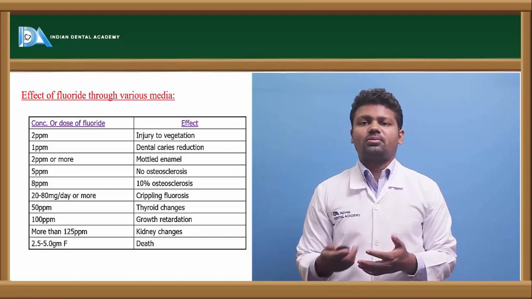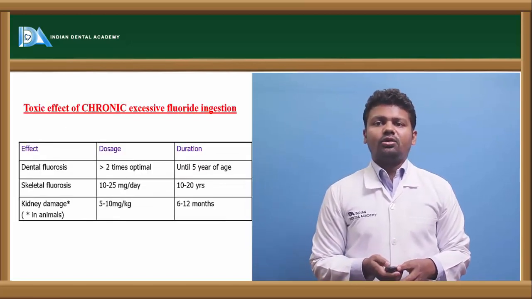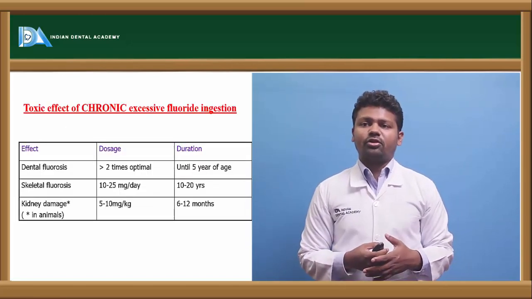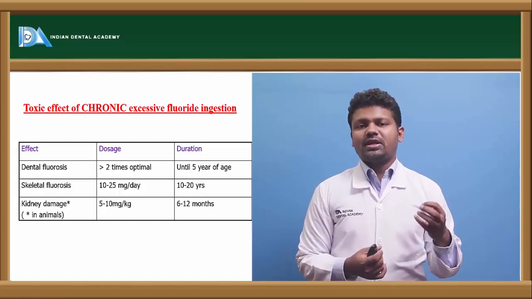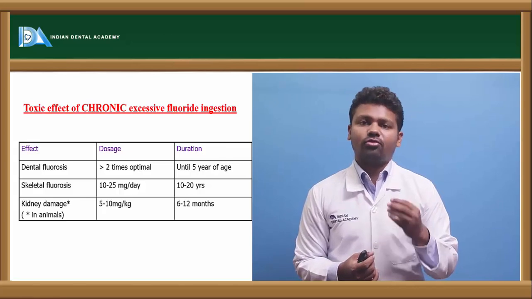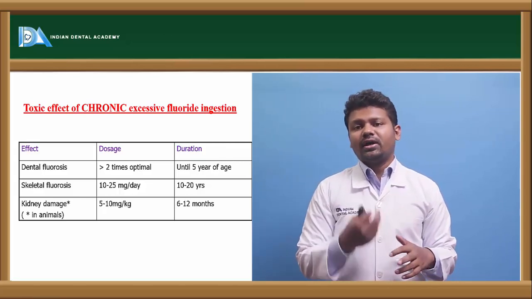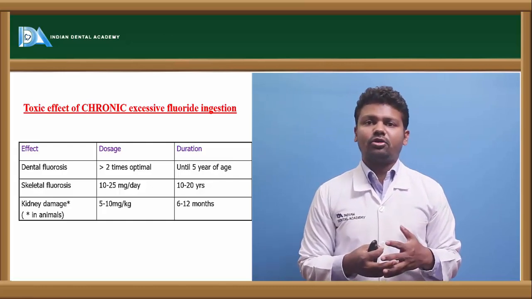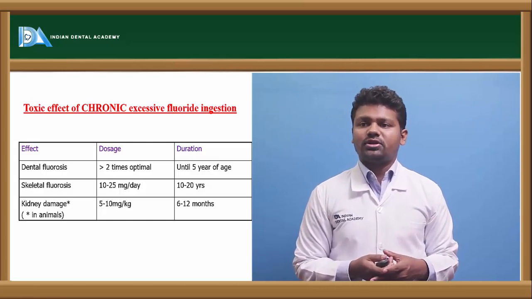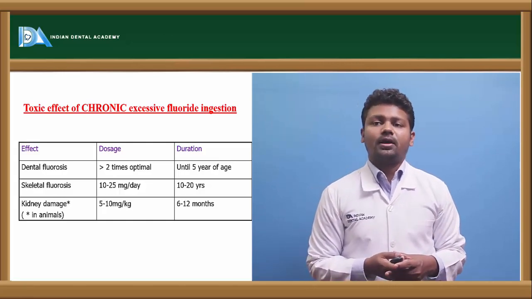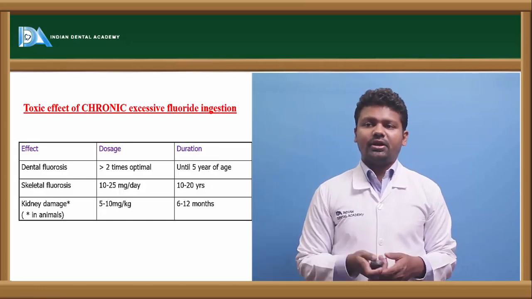Some are useful, and some are harmful for the human being. Now, the toxic effect of chronic excessive use of fluoride ingestion. Chronic use is the continuous taking of fluoride in low concentration for a longer duration of time, whereas acute is a sudden high intake of fluoride concentration. Dental fluorosis occurs with more than 2 times the optimal dose until 5 years of age, which can cause harmful effects. Skeletal fluorosis occurs at 10 to 25 milligram per day for 20 years.